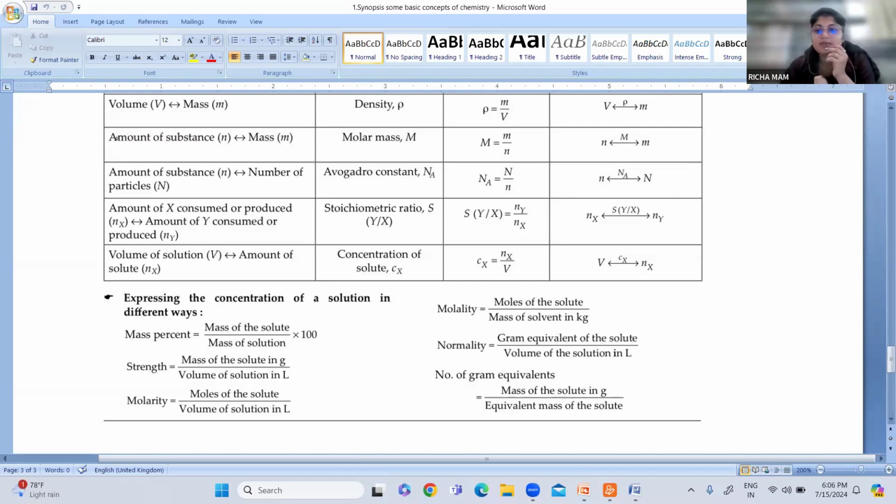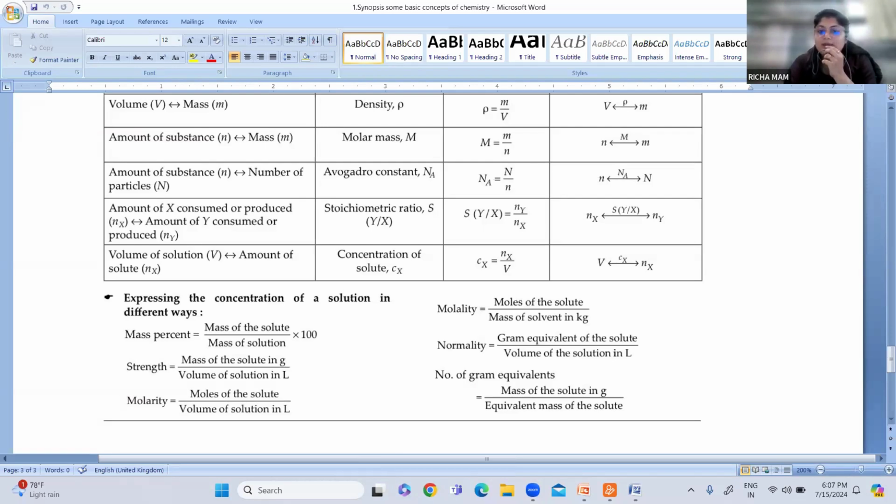Next is molarity, very important. In your board exam they may also ask you definitions: what is molarity, what is molality, what is normality? These are some very important terms. You need to know the definition as well as the formula. By using the formula, we are going to solve our MCQs.